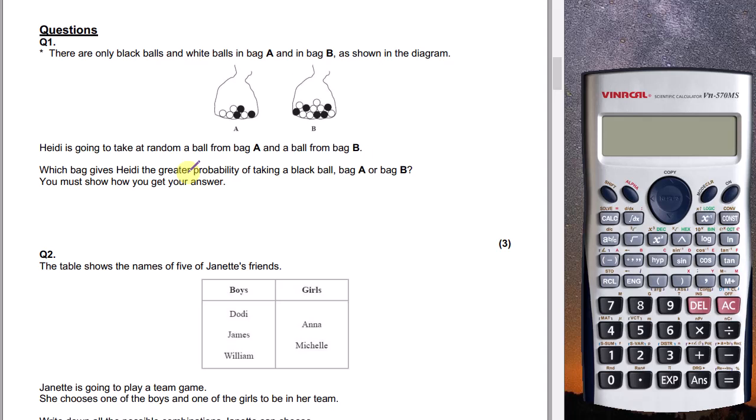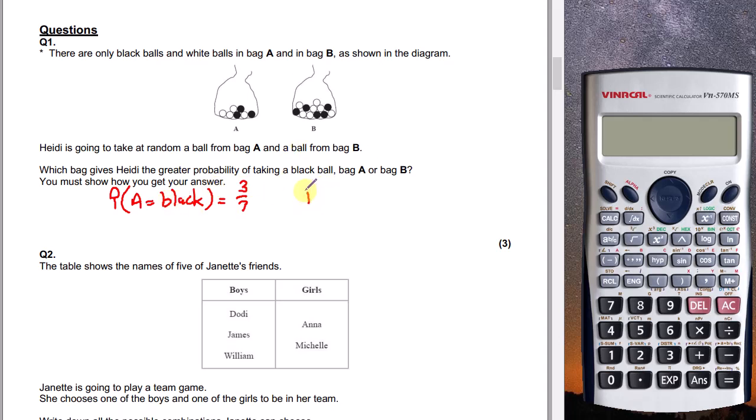So there are only black balls and white balls in the bag. A and B is shown in the diagram. Heidi is going to take a random ball from bag A, and a random ball from bag B. Which bag gives her a better chance of taking the black ball? So what we need is the probability A black. What goes in the brackets just has to describe the situation. It doesn't matter exactly how you do it. And that is 1, 2, 3 out of 7 are black. That's the probability of getting a black ball.